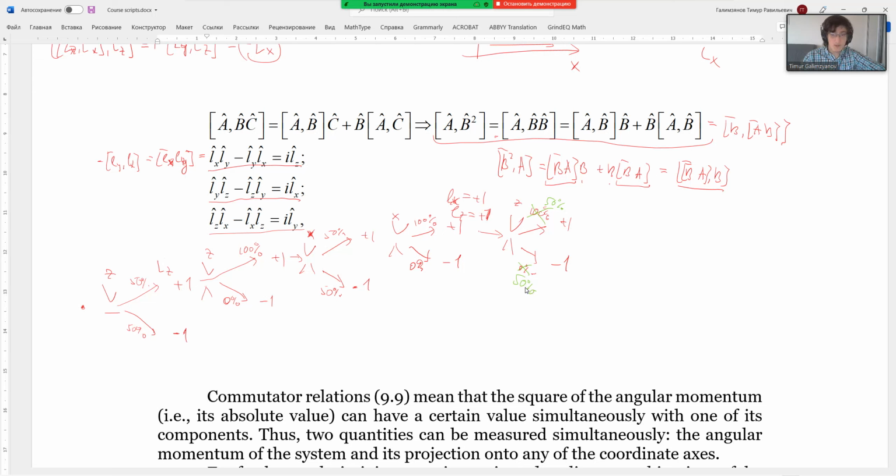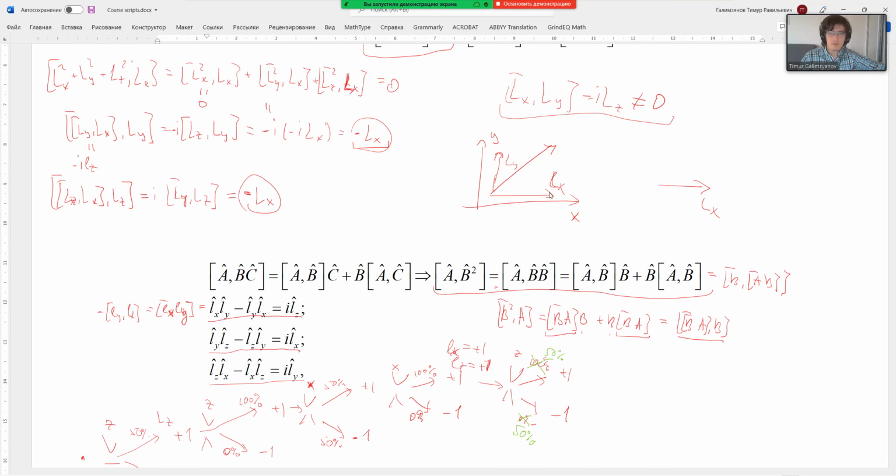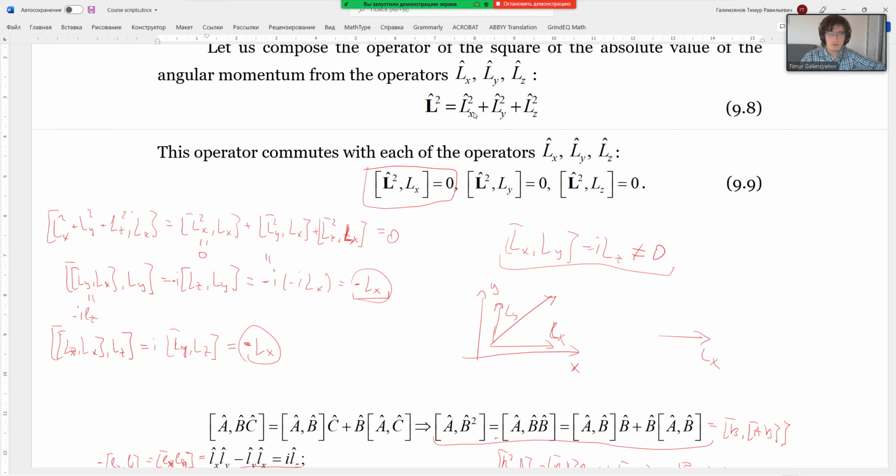So actually, yeah, that's it. You cannot know all three, you cannot even know just two projections of the angular momentum on two different axes. However, as we saw, you can know both the projection of angular momentum on some axis, and the square and the absolute value of the angular momentum.